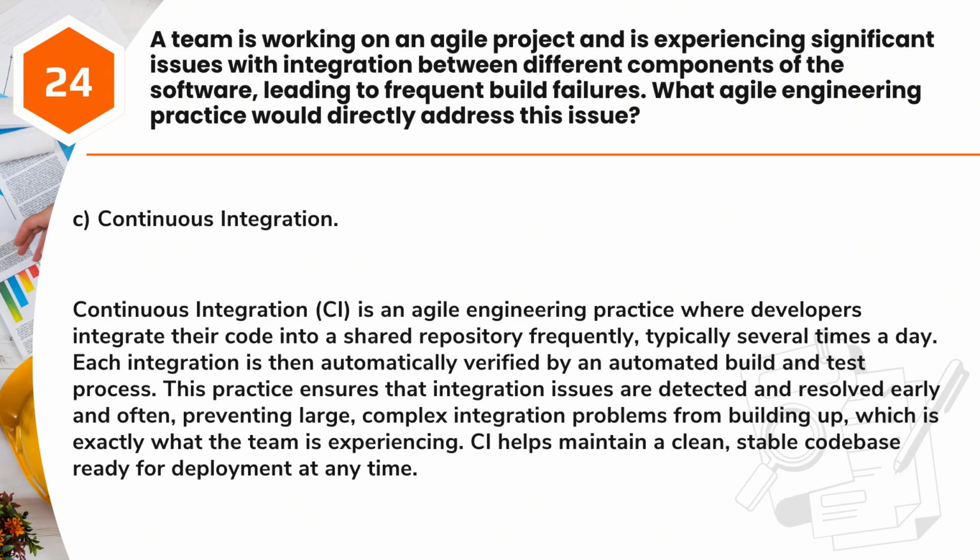Answer: C. Continuous integration. Continuous integration, CI, is an agile engineering practice where developers integrate their code into a shared repository frequently, typically several times a day. Each integration is then automatically verified by an automated build and test process. This practice ensures that integration issues are detected and resolved early and often, preventing large, complex integration problems from building up, which is exactly what the team is experiencing. CI helps maintain a clean, stable codebase ready for deployment at any time.